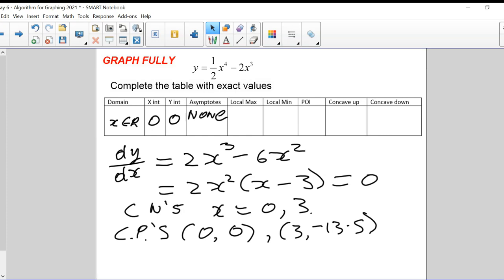Fine. All right, but I still don't know if it's a max or it's a min. That's not helping me at all. I still can't answer the question about whether it's a max or a min. So how do I now answer that question is what we need to figure out. Is 0, 0 a max, or is 3, minus 13.5 a max? Or are they both mins? Positive coefficient of a degree 4, Adam says, minimum and POI.